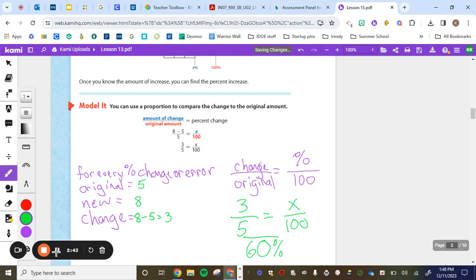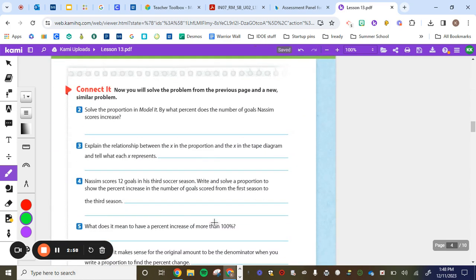And then I forgot increase. So he had a 60% increase in his goals. So that means that the change 3 is 60% of the original 5. Now we're going to skip questions 2 and question 3. And we're going to go to question 4.